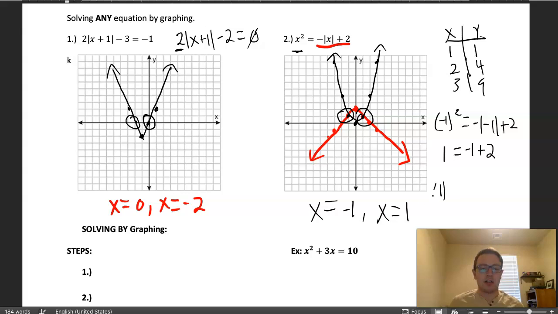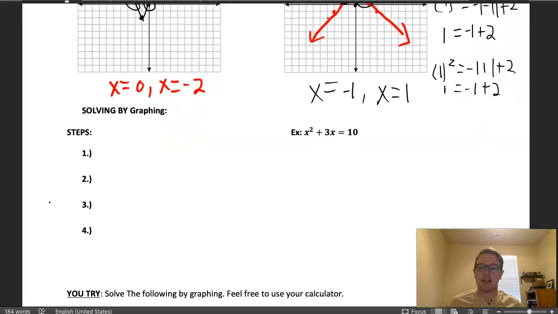What about for x is equal to 1? Is 1 squared equal to negative absolute value of 1 plus 2? It is, because that's 1 is equal to minus 1 plus 2. So these are the two ways you can solve any system by graphing. However, we're going to focus on this left one for solving quadratics by graphing.